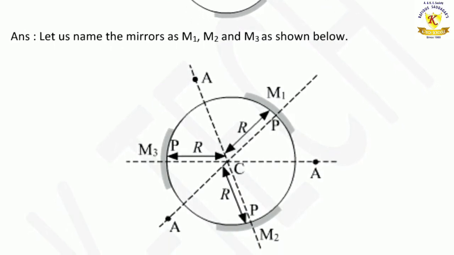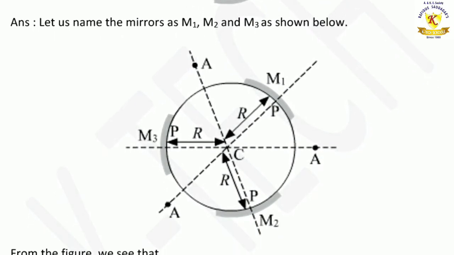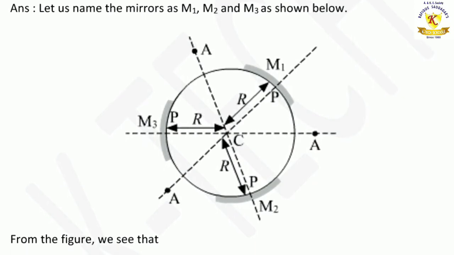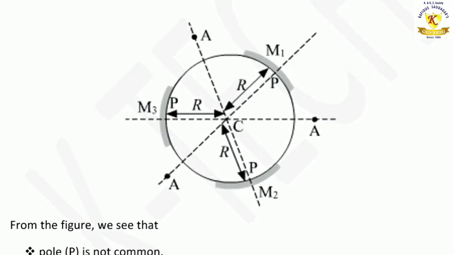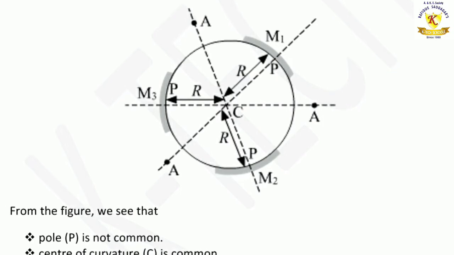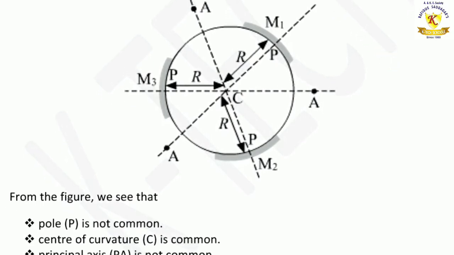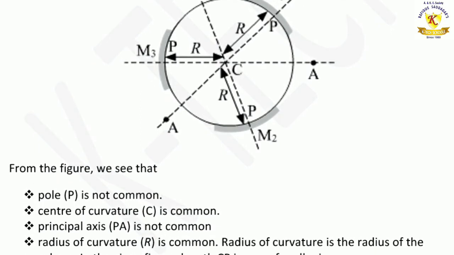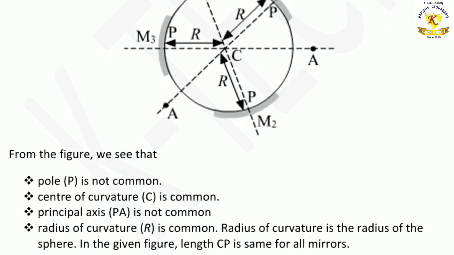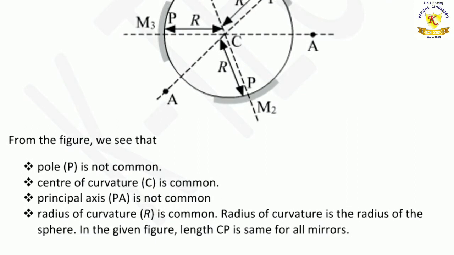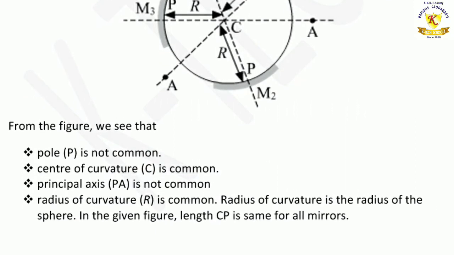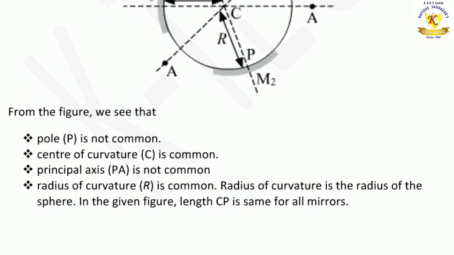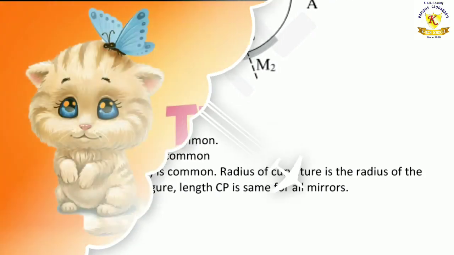We see that pole P is not common. Center of curvature C is common. Principal axis is not common. And the radius of curvature is common. Radius of curvature is the radius of the sphere. In the given figure, length CP is the same for all the mirrors.